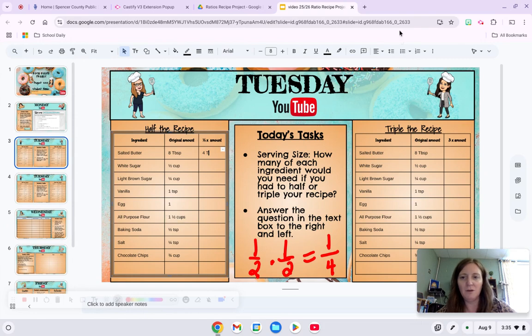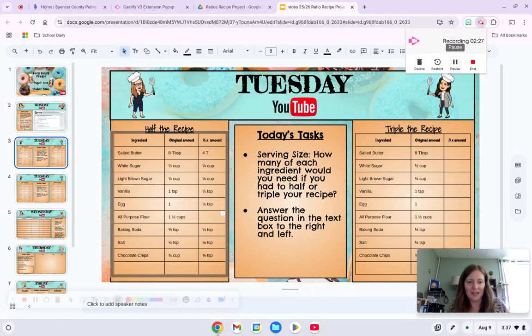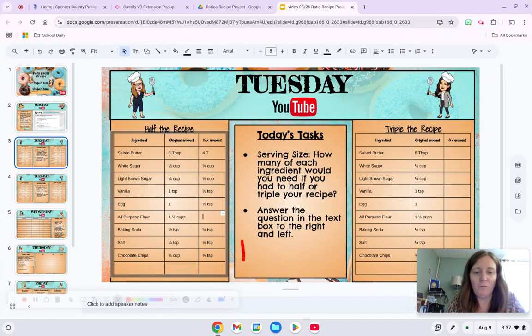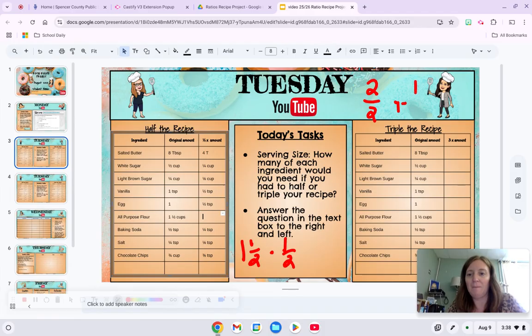So pause the video and go through and do that, and then we'll come back and watch for the rest of it. I have everything except for this mixed number that's 1½ cups. So when I have 1 and 1/2 and I need to multiply it by half, I need to turn my mixed number into an improper fraction first. And so I know that 1 is the same thing as 2/2 because 2/2 is 1 whole. And then I have half of that.